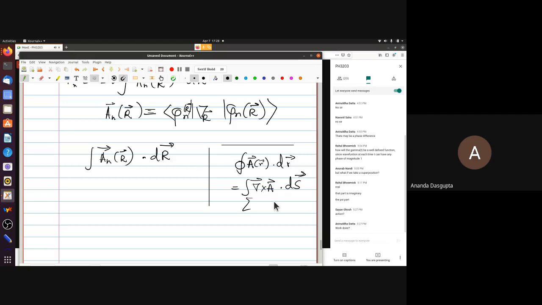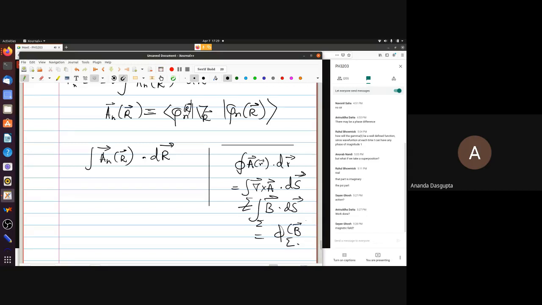Curl of A dot dS? In particular, curl of A is what? When I say C, I could mean some other constant, but when I say curl of A in physics, I almost invariably mean one thing. What do I mean usually? Magnetic field, of course. So we have an analog, and in fact, this is actually the flux through the surface sigma of the magnetic field, right?